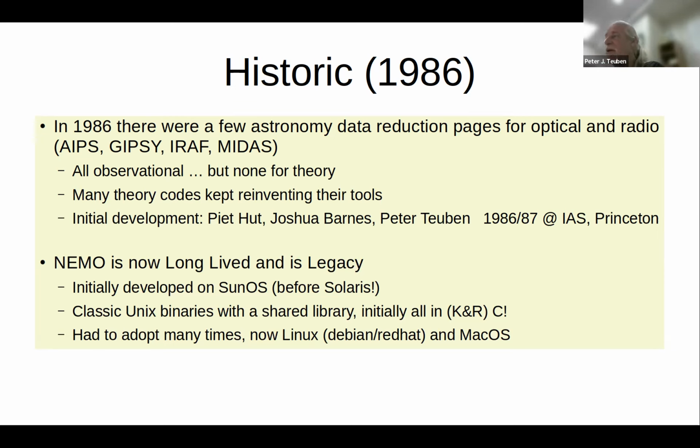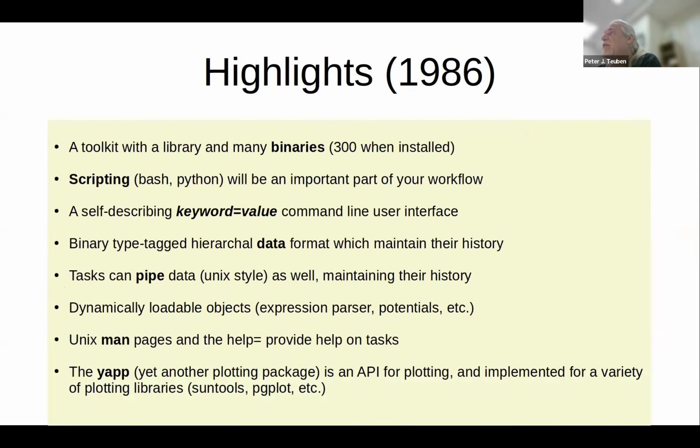Now, that was 1986. That's a little while ago. So the fact that it still works, we can really say it's been long-lived and it's legacy code. It was initially developed on SunOS. These machines barely exist anymore, but we've evolved through many, many revisions of Unix, and now it runs both on Linux and on Mac OS. The initial development was actually all in Kernighan and Ritchie C, if that means anything to you. That code on most compilers doesn't even compile anymore. So you can already see that over all of the years we had to do a lot of work to prevent this thing called software rot.